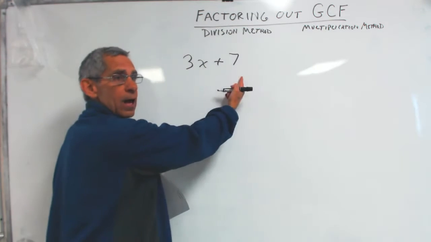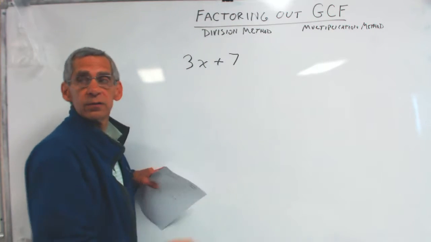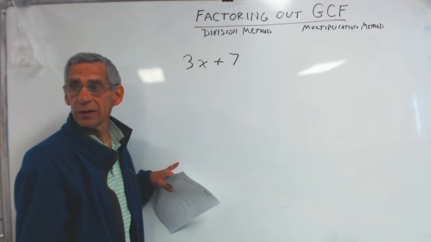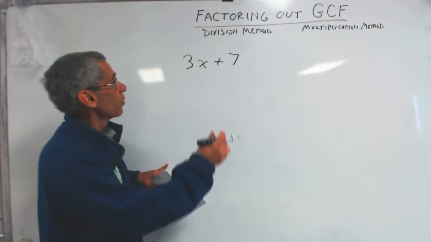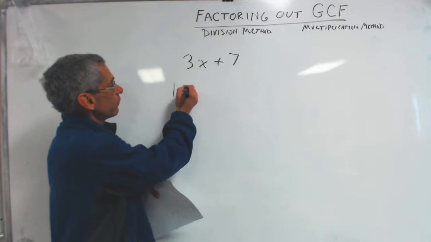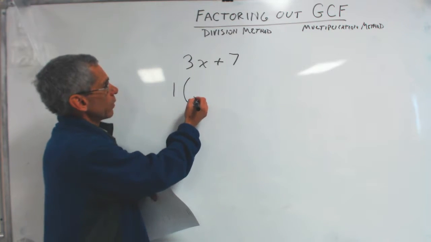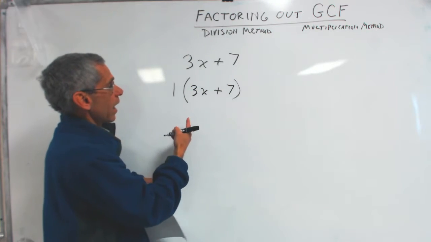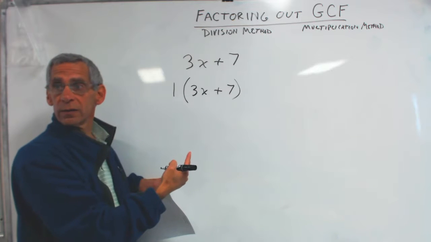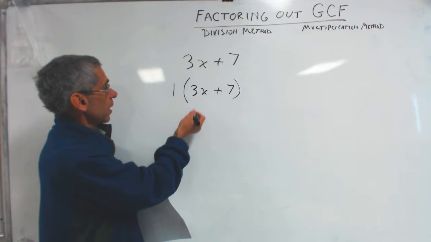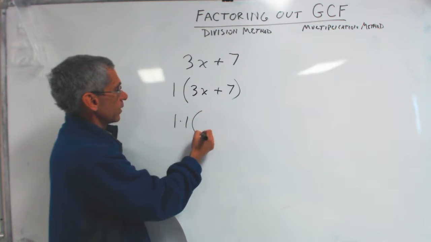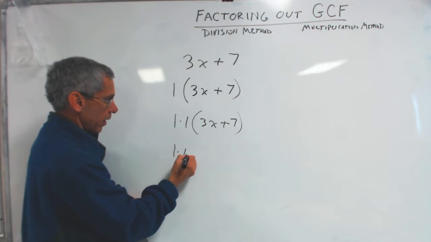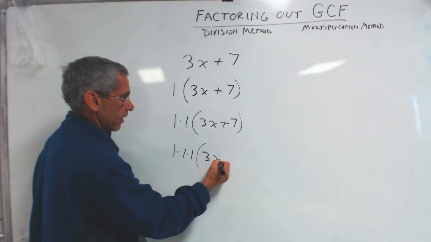All right. What is my common factor that goes into both of these? 1. Right, 1 is the only number that goes into both of these. So I could factor out a 1, and what would I get? 3x plus 7. So then I could actually factor out another 1. And I could factor out another 1. 3x plus 7.